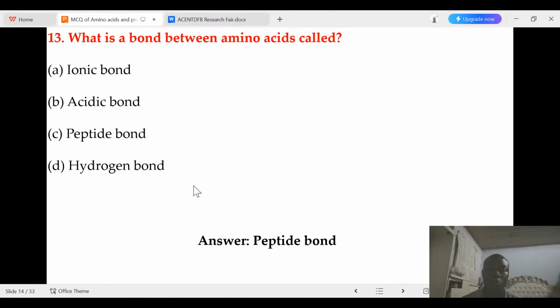What is the bond between amino acids called? A. Ionic bond, B. Acidic bond, C. Peptide bond, D. Hydrogen bond. So peptide bond is a type of bond that links one amino acid to another. So the answer is peptide bond for question 13. A bond that joins one amino acid with another is called a peptide bond.